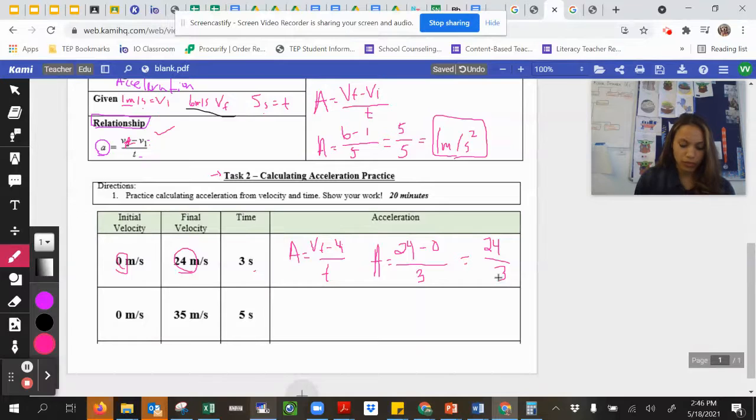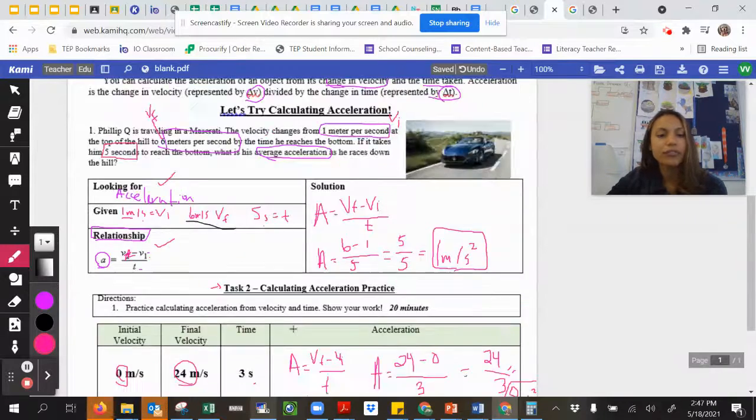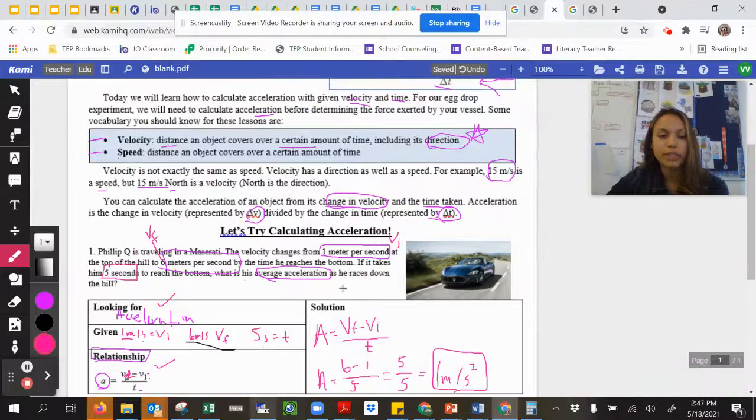So what is 24 divided by 3? You should get 8. I'll write it here. 8, don't forget the unit, meters per second squared. Okay, awesome. So make sure that you do that. Make sure that your units are correct. There's the first part of your task 2. And then from there, you're going to do the word problem just like we discussed. Okay, cool. Thanks.